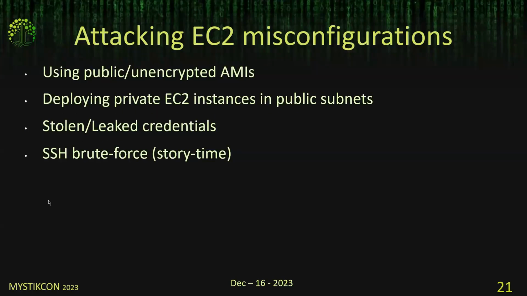So let's talk about how we attack EC2 misconfigurations, and what the misconfigurations are. Using public and unencrypted AMIs can lead to a supply chain attack within AWS infra. There have been reports in the past where attackers infected AMIs, put them out in the open source, and then someone used those AMIs in their cloud infra, which then led their cloud infra to become compromised.